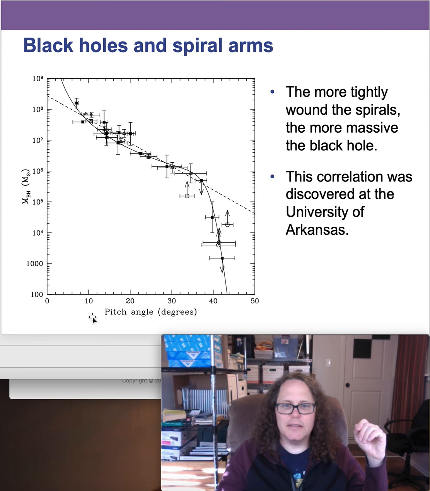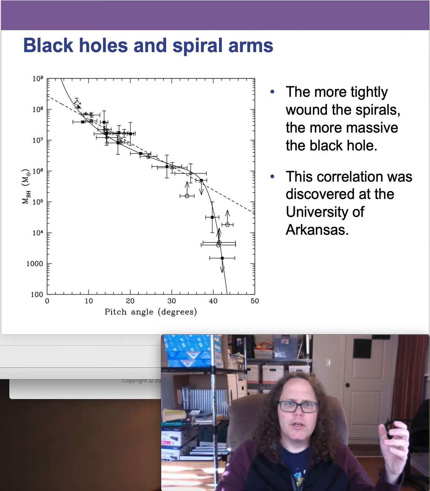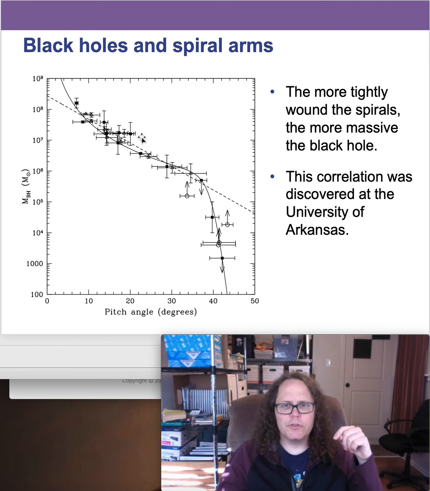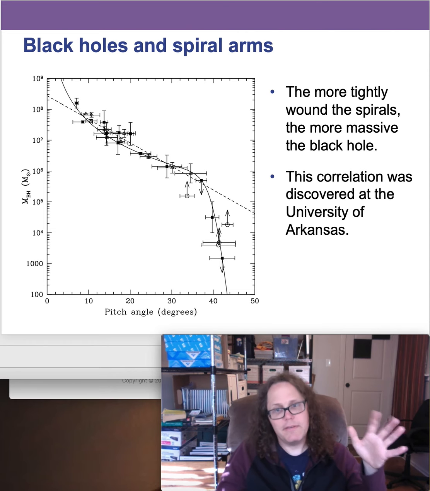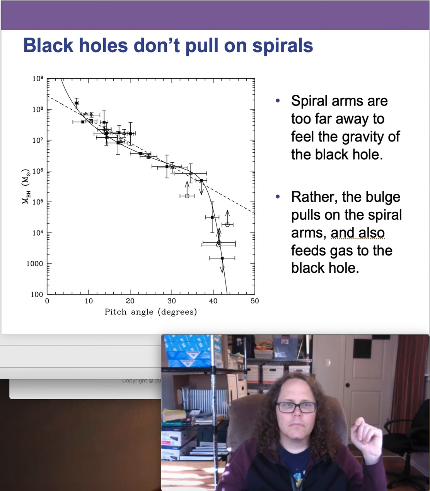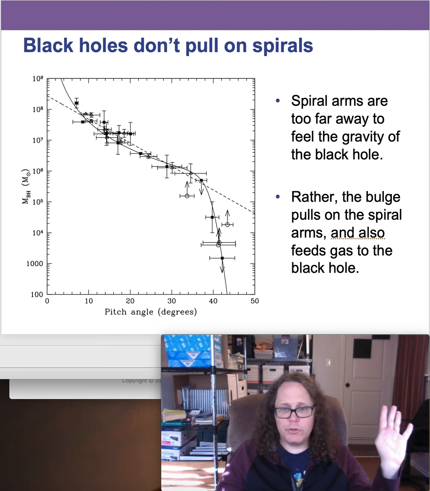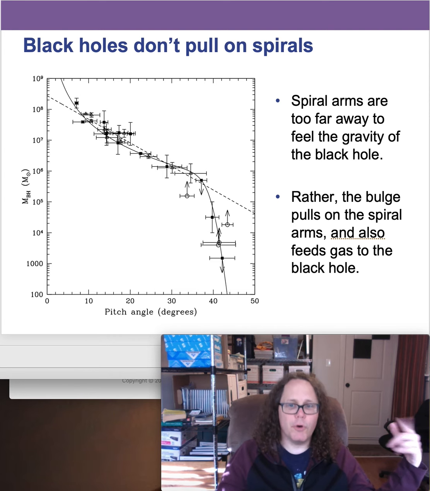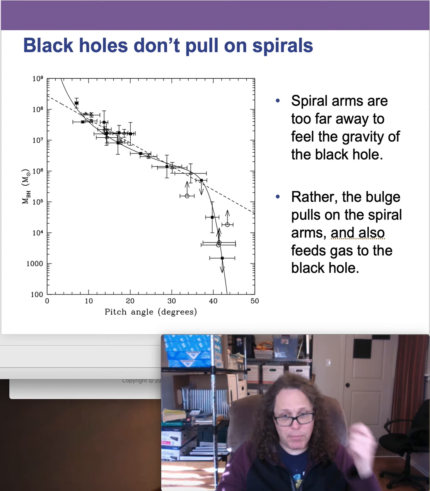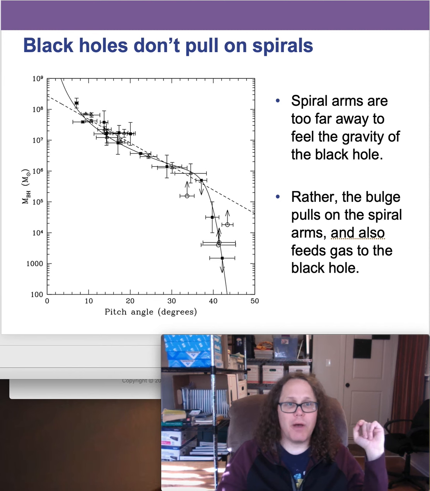This x-axis is the pitch angle. That's how tightly wound the spiral arms are. A low pitch angle means more tightly wound spirals. So up here we have very tightly wound spirals with really big black holes. Down here we have very loosely wound spirals with relatively small black holes. But again, it's not cause and effect. The black hole's gravity does not reach far enough to pull on the spiral arms. The black hole, we think, is being fed gas by the bulge, and the bulge is also pulling on the spiral arms.